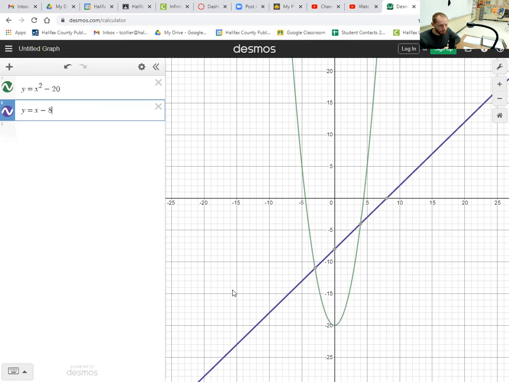And then where do the graphs intersect? They intersect here and here. Two places. Negative 3, negative 11, and 4, negative 4. So there you go. That's how you check your answer.